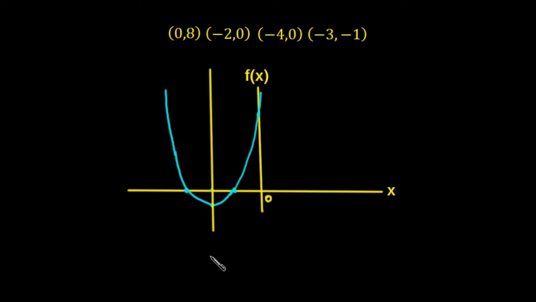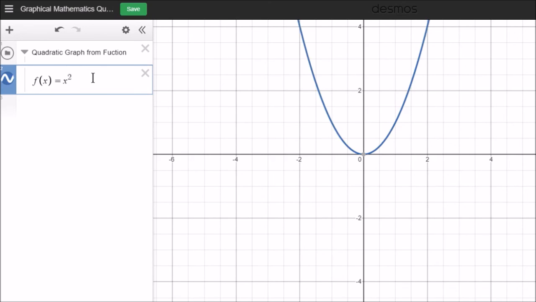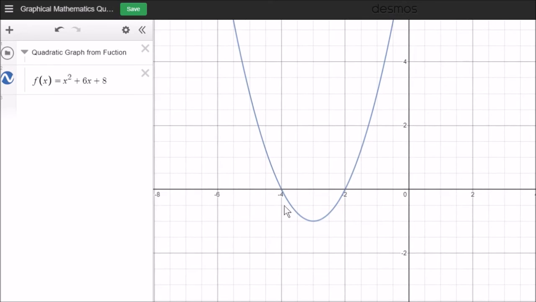So let's go ahead now and we'll put the function into the graphical calculator and we'll see whether we get this. So our function is f of x equals x squared plus 6x plus 8. And you can see our function here, so let's check and see the points are correct.